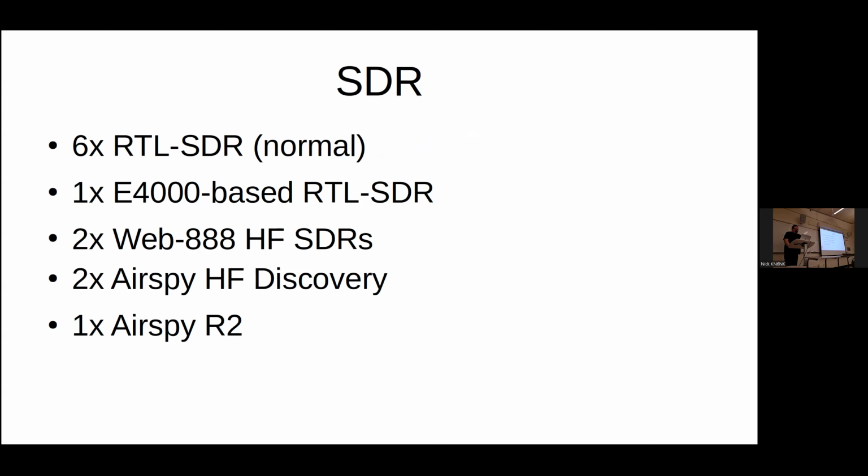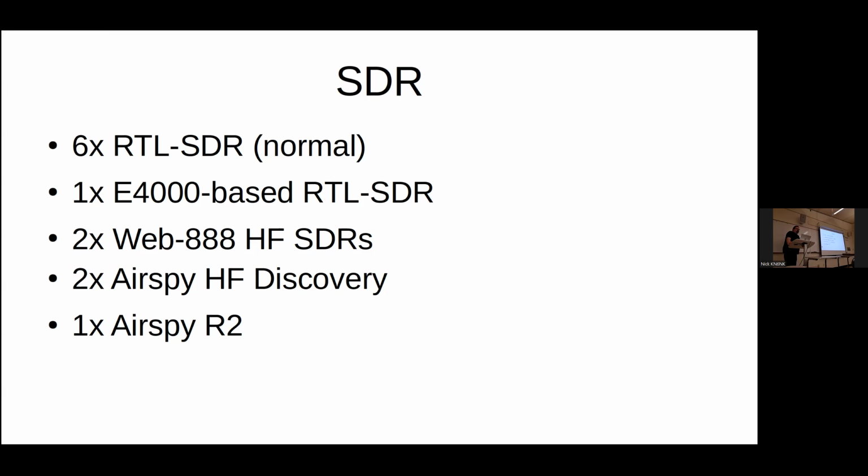And speaking of the SDRs, I have 6 regular RTL SDR dongles that have the Realtek tuners. I have one that has an E4000 tuner in it. The difference is the E4000 tuner is still able to lock at higher frequencies, like around 1.7 gigahertz, around the frequency that the GOES satellite downlink is, whereas the Realtek ones are a little less stable around it. They don't always lock, and so they don't really work for stuff right at the edge of their tuning range.